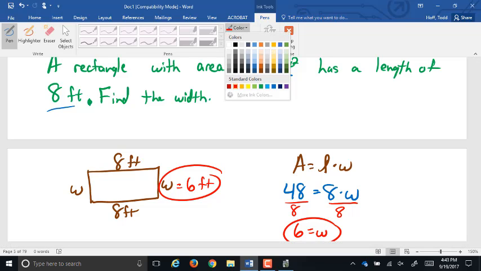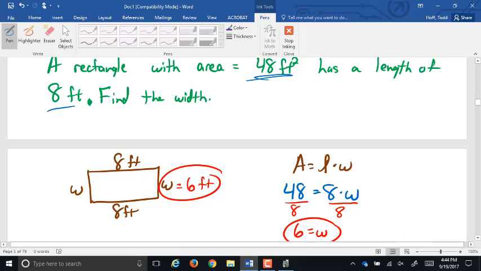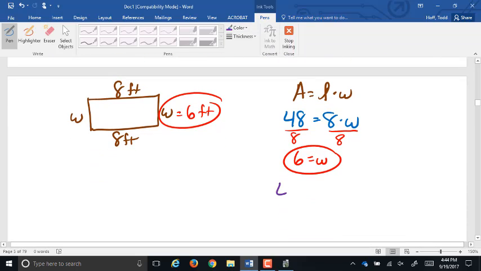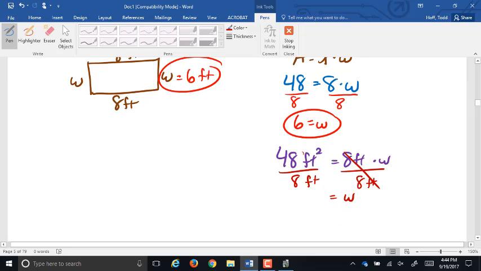By the way, we could have used the units in here if we wanted to. I just want to show you this. It would have been 48 square feet equals 8 feet times W. And when you divide it out, divide by 8 feet cancels out. Leaves you with the W on the right side. Over here, 48 divided by 8 is 6 still. Feet squared divided by feet is just feet. So it does come out to be 6 feet. The units would work.